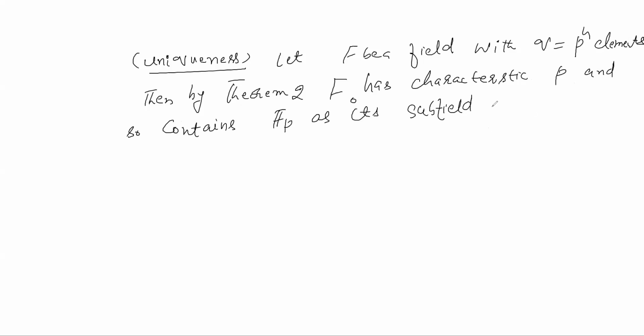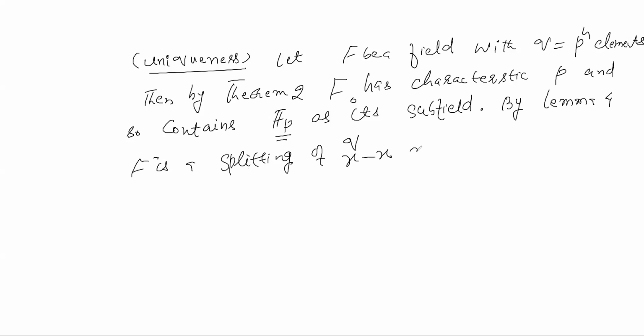And by lemma 4, F is a splitting field for this polynomial. Because if we have a field of characteristic p containing F_p as its subfield, then we have just seen in lemma 4 that F is a splitting field of the polynomial x raised to power q minus x over F_p.